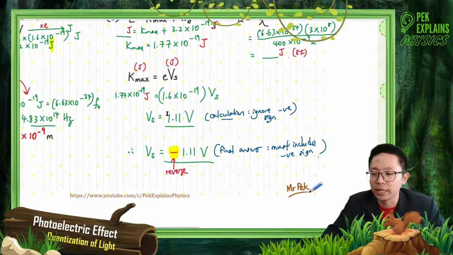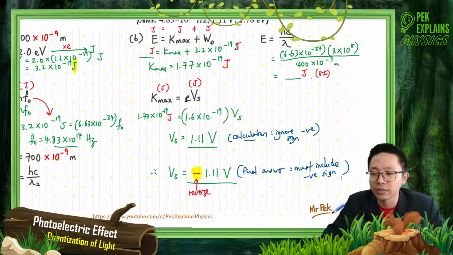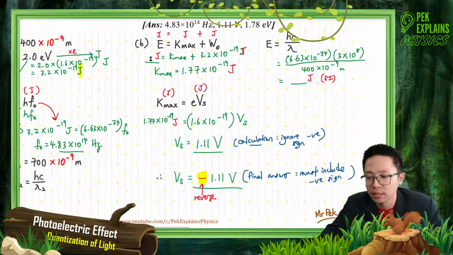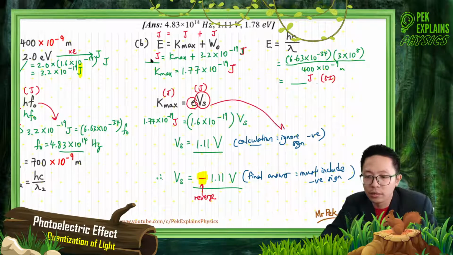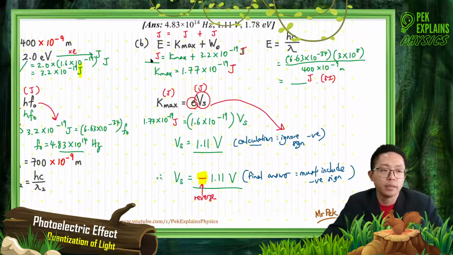You don't have a negative sign here. Even the electron charge, ignore the negative sign. Both of these have a negative sign, but we ignore it. The electron charge is also a negative charge, but we ignore the negative sign during calculation.